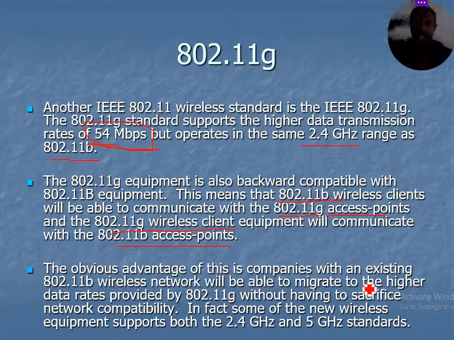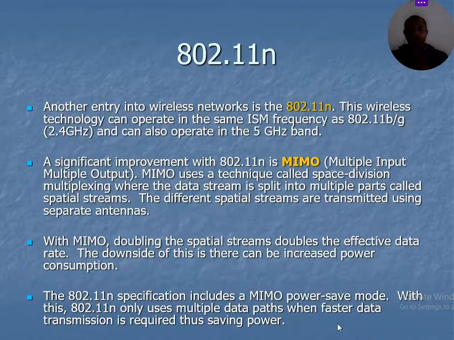Now let's take a look at the advantage of this: companies that already have an existing 802.11b wireless network will be able to migrate to a higher data rate provided by the 802.11g without having to sacrifice their network compatibility. Unlike when you're doing it with A, where you have to sacrifice the compatibility. In fact, some of the new wireless equipment support both the 2.4 gigahertz and the 5 gigahertz.